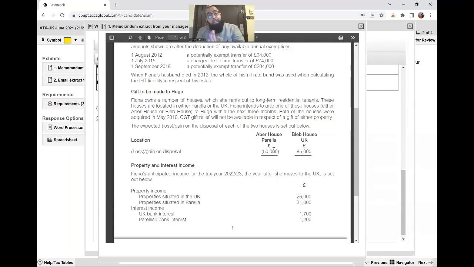Now, this is an overseas capital loss. Overseas capital loss will only be assessed if Fiona is UK resident. As a basic revision of individual overseas, if a person is UK resident, his UK and overseas gains and losses are assessed in UK. But if a person is not a UK resident, he only pays tax on UK gains and losses.